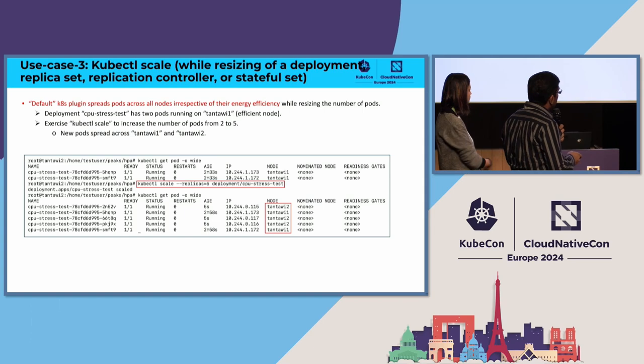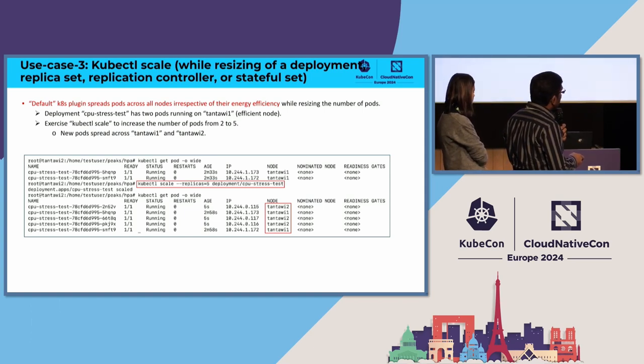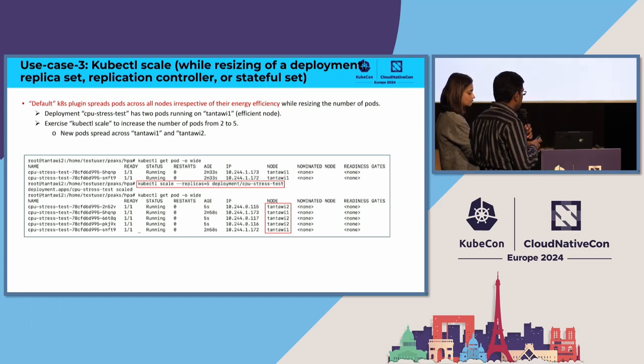So it places these newly created parts on node 2, even though there is space for deploying these parts on node 1, which is more energy efficient, because it cannot simply do that. It is not aware of the energy efficiency of these nodes.